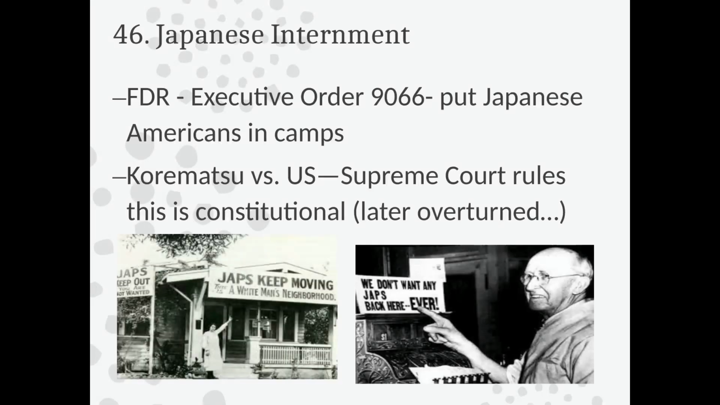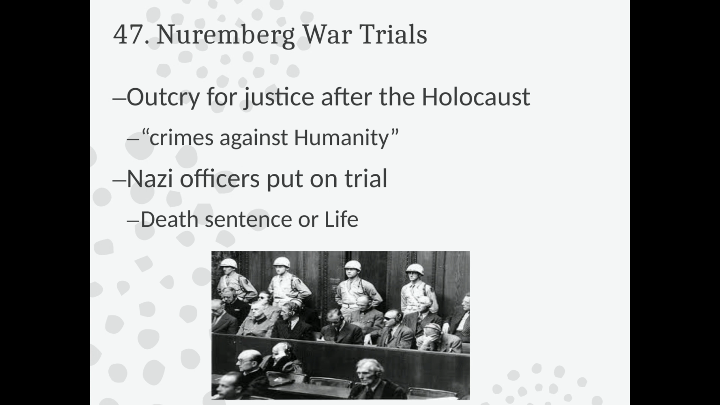One sad thing that occurs during World War II was the internment of the Japanese Americans living in the U.S. These Japanese Americans are going to be ordered into these camps called internment camps. This was done through an executive order by Franklin Roosevelt called Executive Order 9066. It was challenged by Korematsu versus the United States. This was a court case that made it to the Supreme Court. The Supreme Court is going to rule that these internment camps are constitutional, but later it would be overturned.